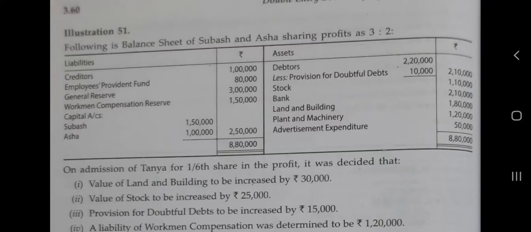Good morning, all of you. We were doing the chapter on admission of a partner, and today we will do illustration number 51 and 52. We have already covered four topics in the chapter, as I told you in the previous video also. Before we start the fifth topic, adjustment of capitals, we will today do two more illustrations.